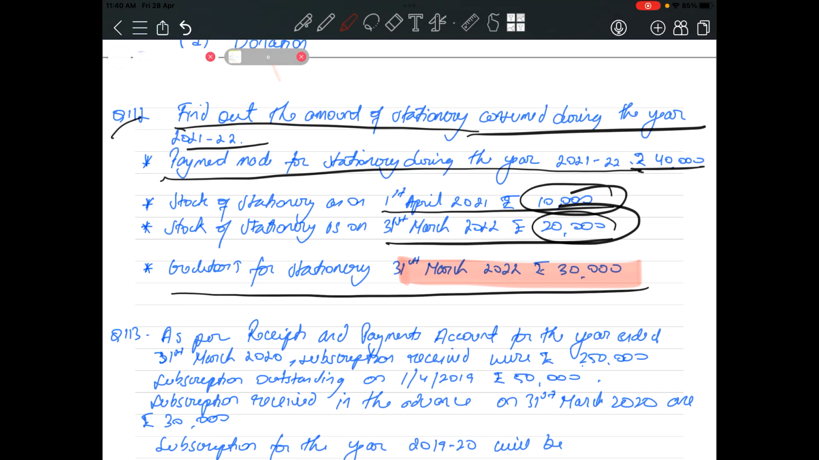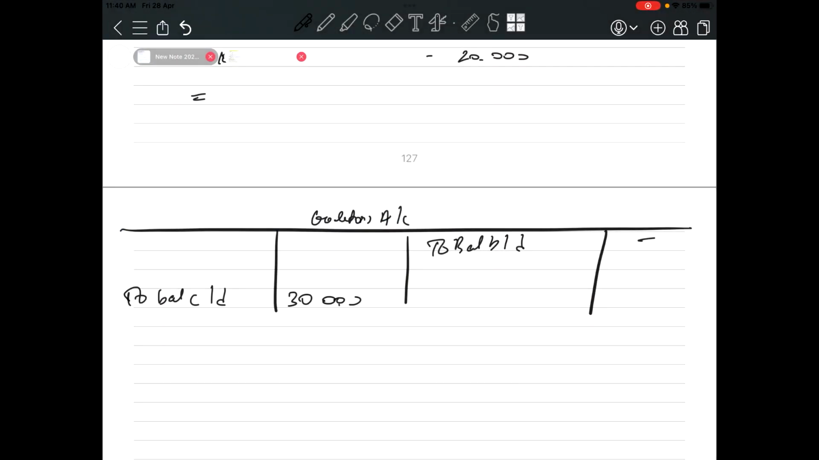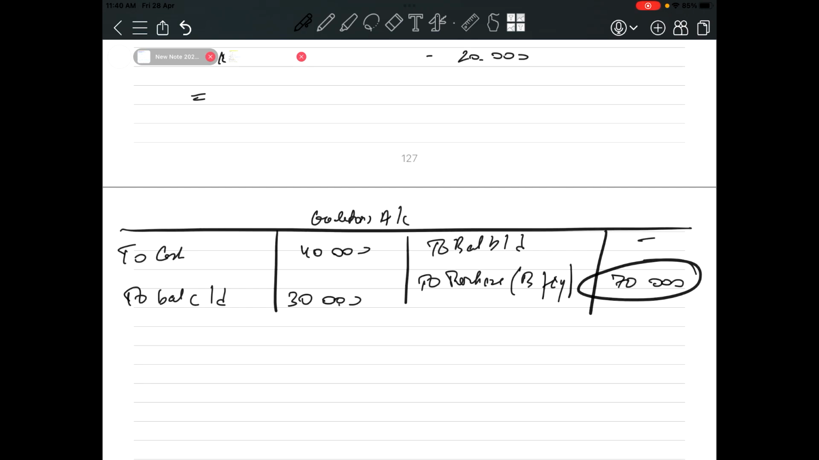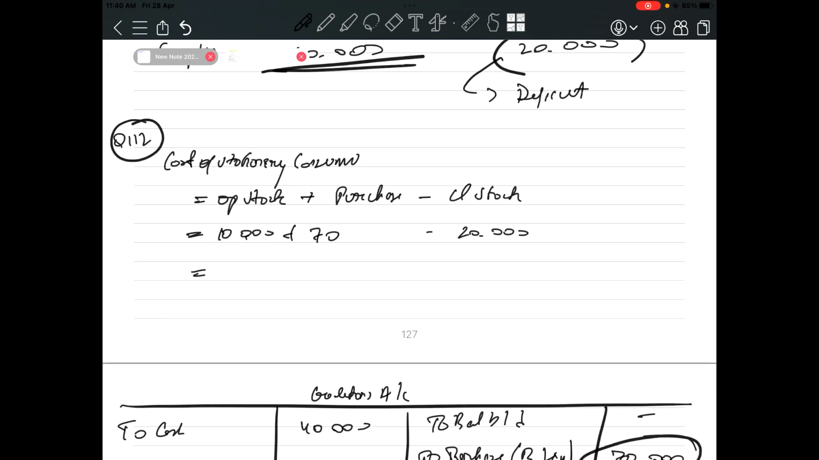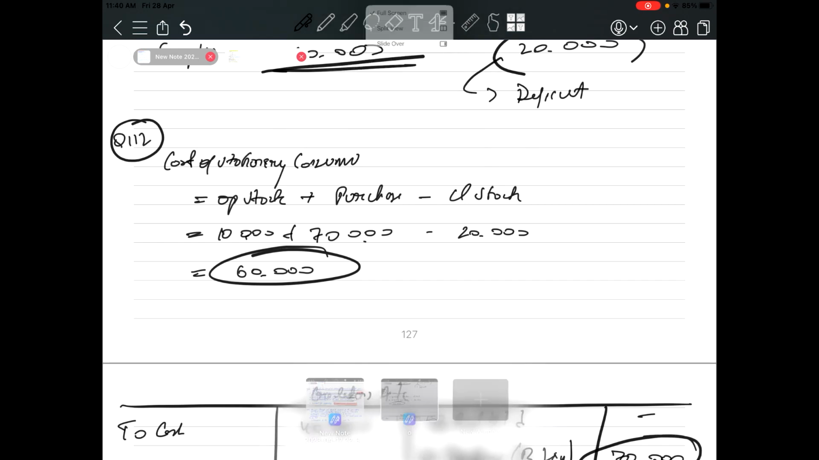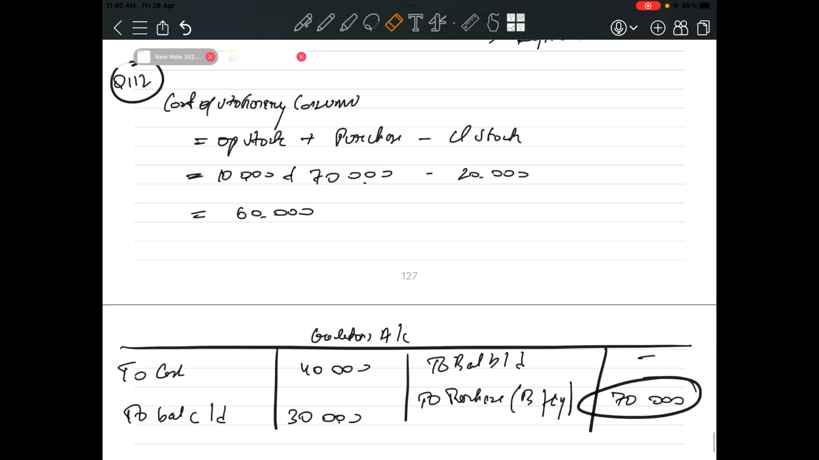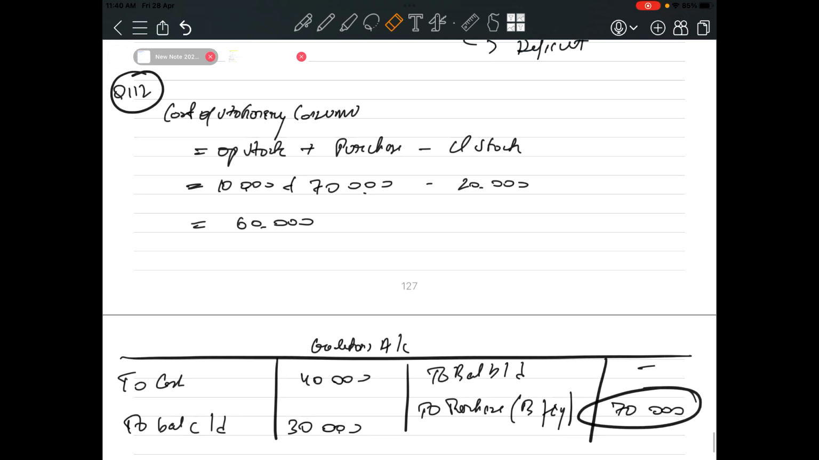And payment has been made for 40,000. So where will payment come? Cash account will go here. To cash account 40,000. So what will be the balance? To purchase of stationery will be the balance, 70,000. This will be the balancing figure of 70,000. So now we can easily find out the amount of stationery consumed. What will be the answer? It will be 60,000. So this is the answer for question number 112. If you want, you can copy this.